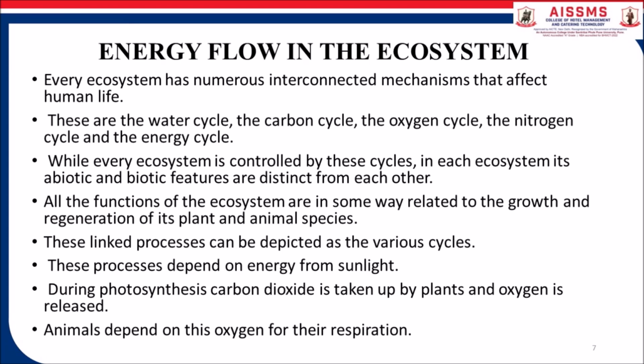In each ecosystem, its abiotic and biotic features are distinct from each other. All the functions of the ecosystem are in some way related to the growth and regeneration of its plant and animal species. This linked process can be depicted as the various cycles. This process depends on energy from sunlight. During photosynthesis, carbon dioxide is taken up by the plants and oxygen is released. Animals depend on the oxygen for their respiration.